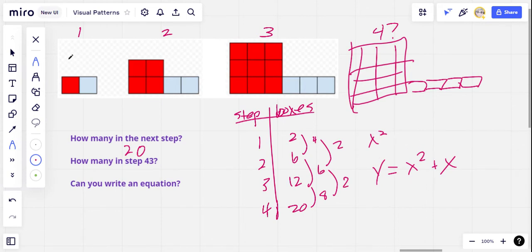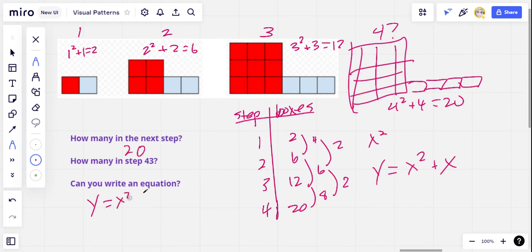Let's test it. So this would be 1 squared plus 1. That would be 2, and that's how many boxes there are. This would be 2 squared plus 2. That'd be 4 plus 2. That's 6. That's how many boxes there are. Let's try it for step 3. That would be 3 squared plus 3. 3 squared is 9 plus 3 is 12. Aha. And let's just check step 4. So step 4 would be 4 squared plus 4. And 4 times 4 is 16 plus 4 is 20. That's exactly what we predicted when we drew it out. So I think we can be pretty confident that our equation is correct here. So y equals x squared plus x.